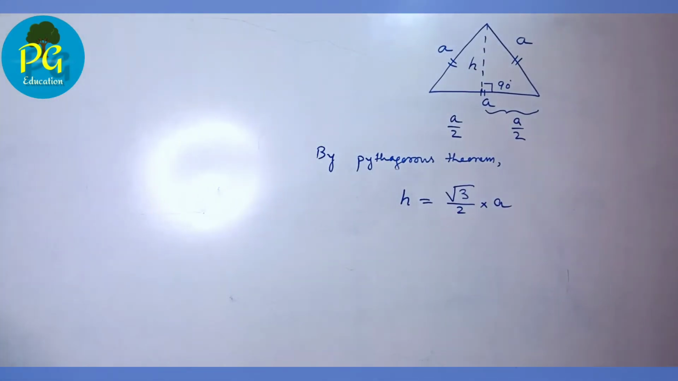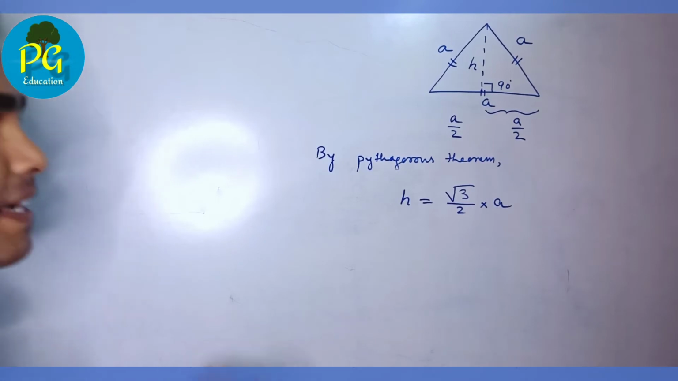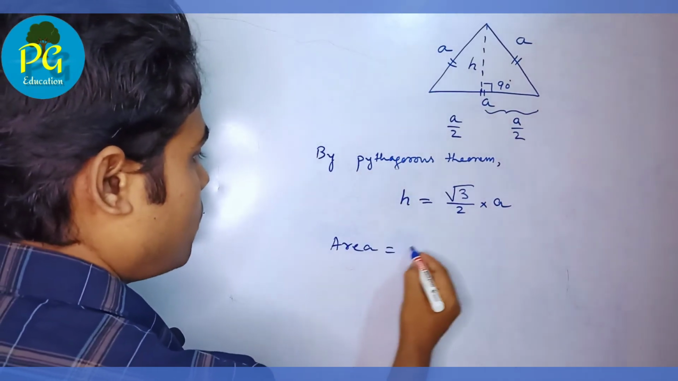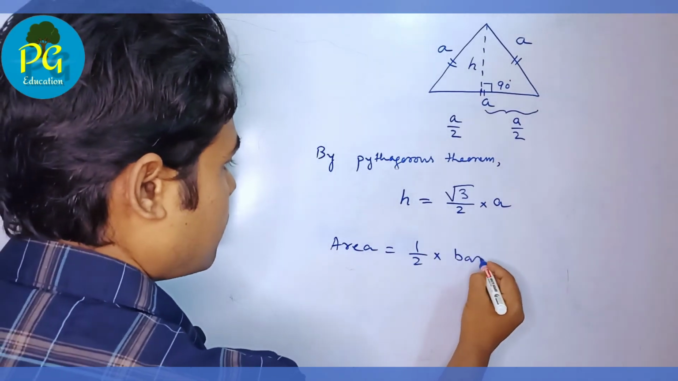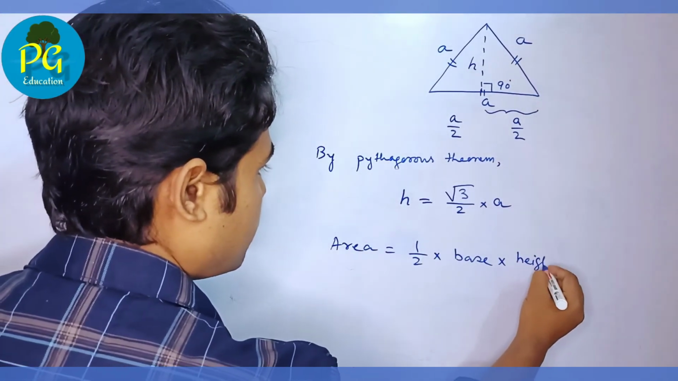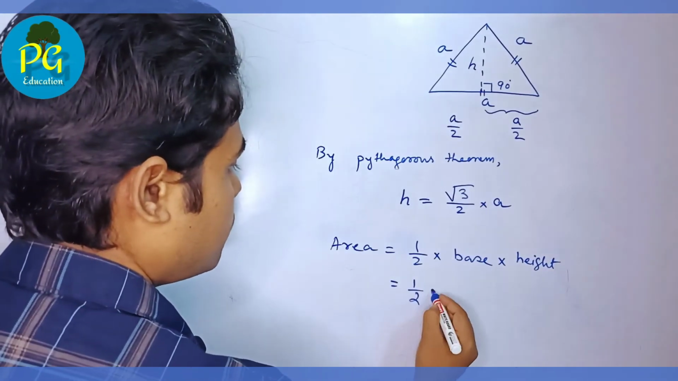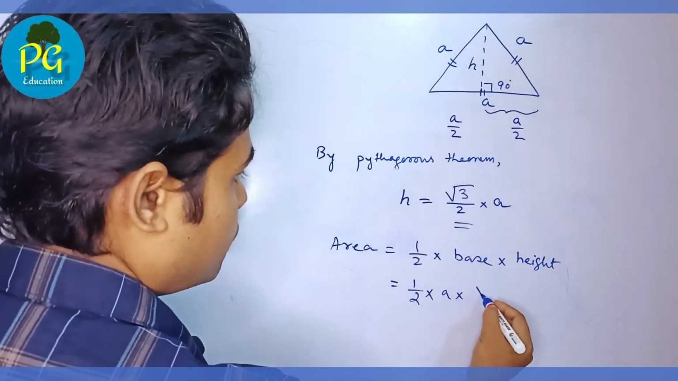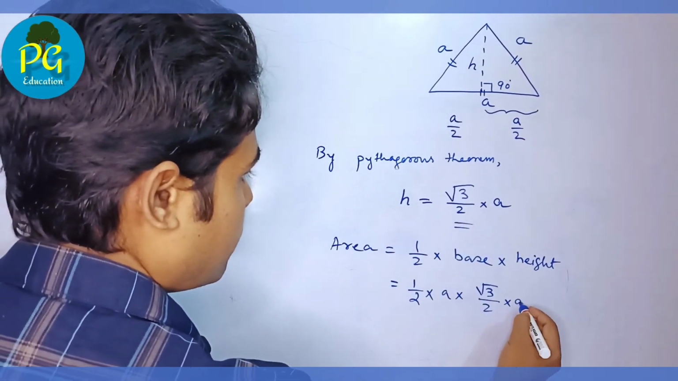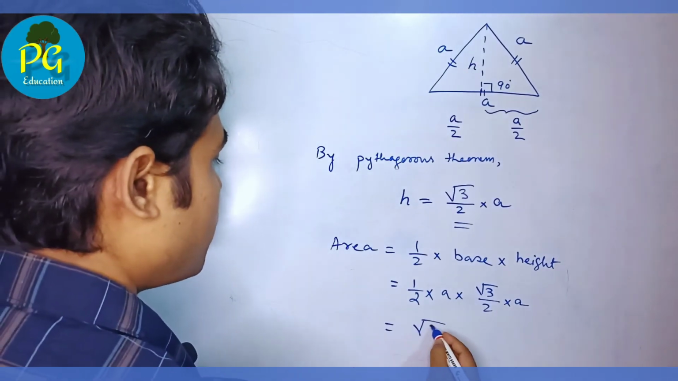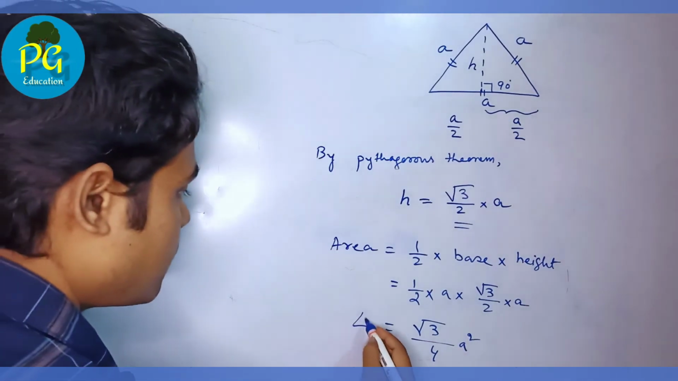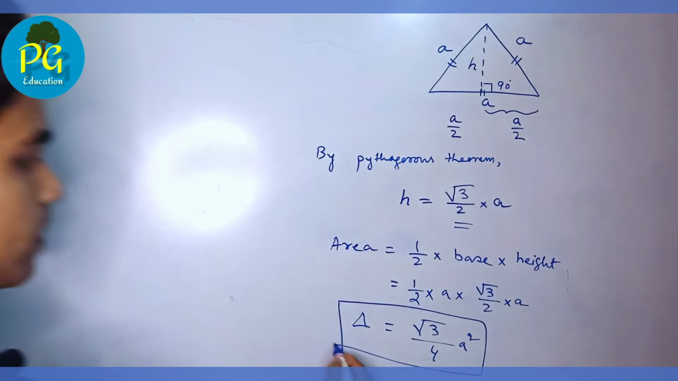Okay, now we all know the universal formula of finding area of any triangle is half into base into height. Okay, so area of this triangle also equal to half into base into height, equal to half into base is A, height is √3/2 into A. So this is equal to √3/2 into 2, 4 A square. So friends, this is how we get this formula.